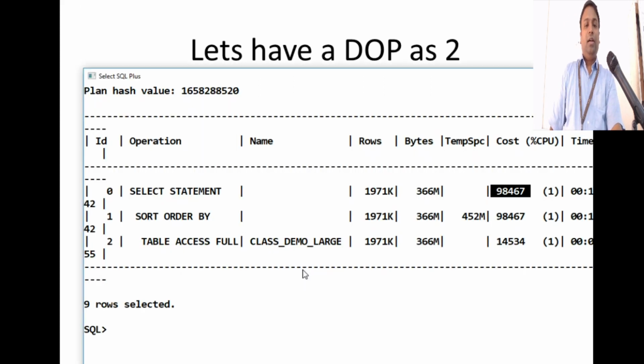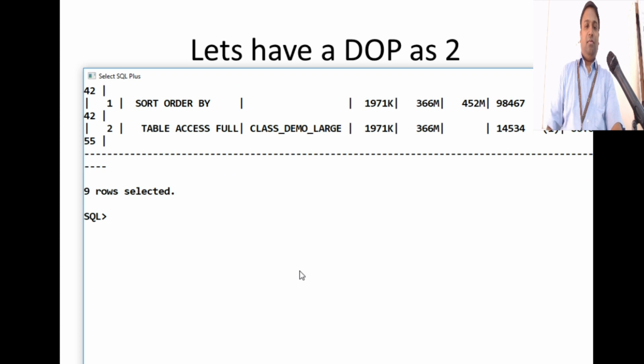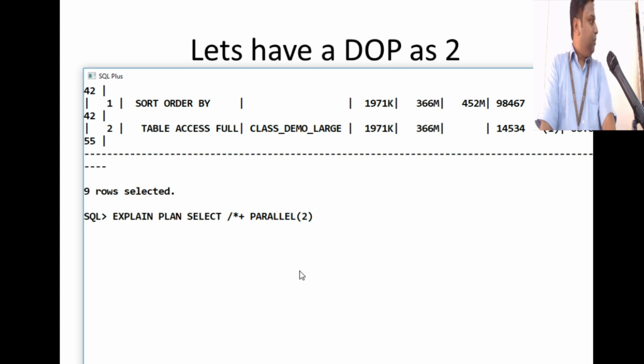Let's go and run this. We can even perform this: we can say explain plan select, and I can give an Oracle hint here, select star plus parallel. What it means is I'm telling the optimizer to have a degree of parallelism as 2 for my query. So that is what we are doing, and then the remaining things are the same.